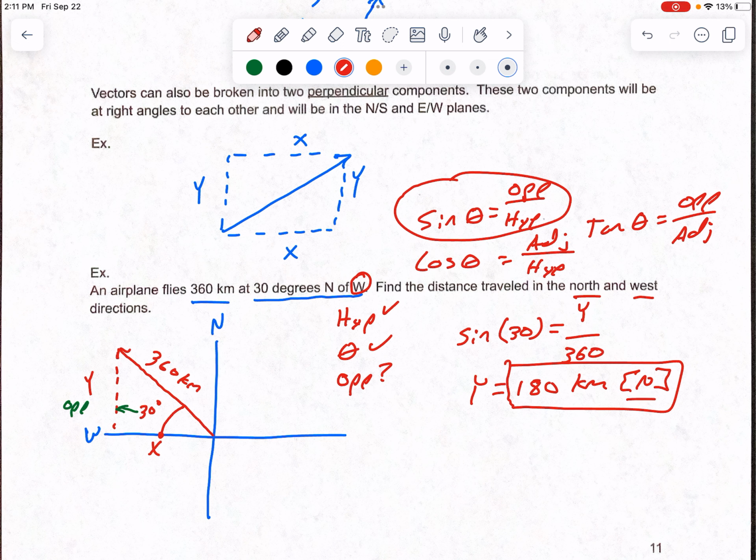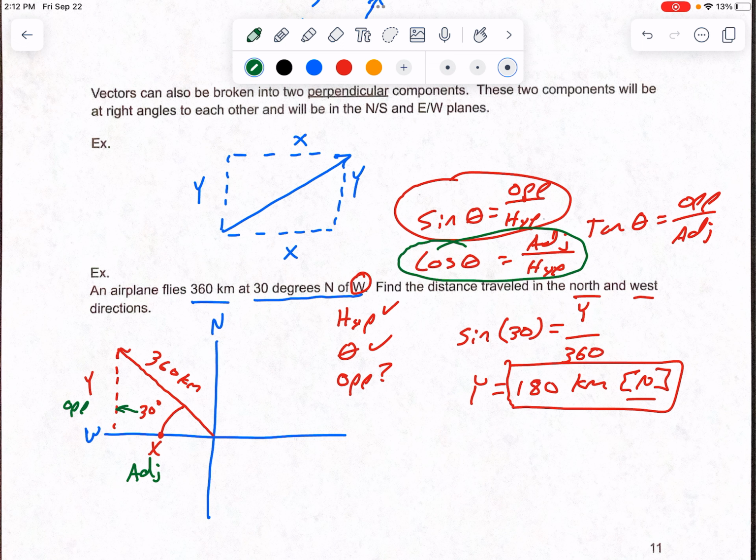Now what we're going to do is find our x component, and that is our adjacent side. Remember, adjacent means next to the angle. So I would see which function has hypotenuse and my adjacent. That is going to be your cosine.